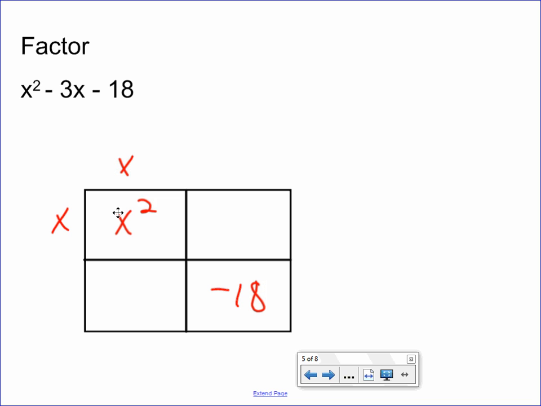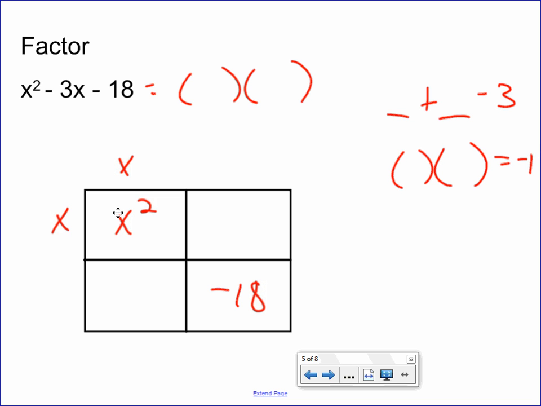And then we need two numbers that work out in this pattern. We know that two numbers have to add together to give me a -3. I know those same two numbers have to multiply together to give me a -18. So what do I do? I factor -18. I know it could be a -1 and a +18. It could be a -2 and a +9. It could be a -3 and a +6.